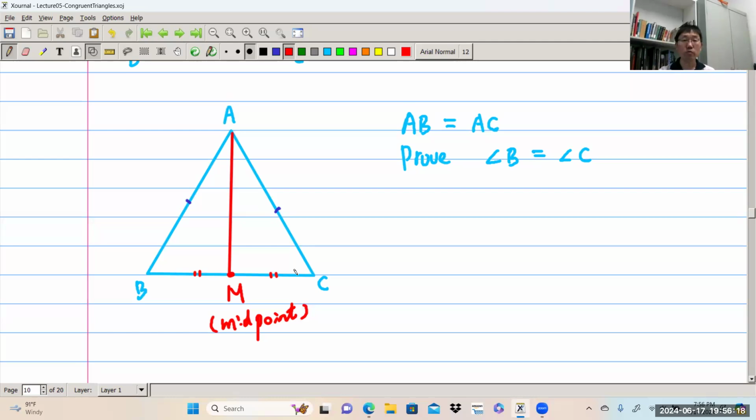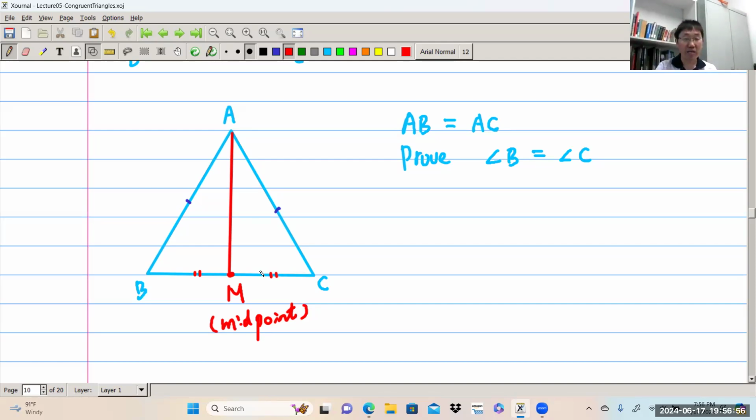Now, how can you prove angle ABM and angle ACM are congruent? Right now, we only learned one congruence postulate, which is called what? SSS. Can you use SSS as a postulate to prove these two triangles are congruent? Yes. How to do that? AB congruent to AC. AM equals AM is shared by the two triangles. So AM is the side of that triangle and the side of the other triangle. So shared, of course, a side is congruent to itself. You agree? So AM is congruent to itself.